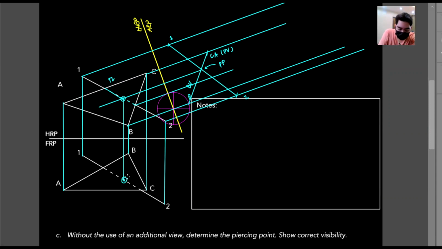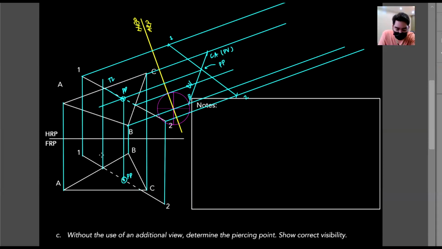So this is our piercing point. So let's test, no? We can do this one or this one. Let's just do this point right here. So we are comparing AB versus 1PT.